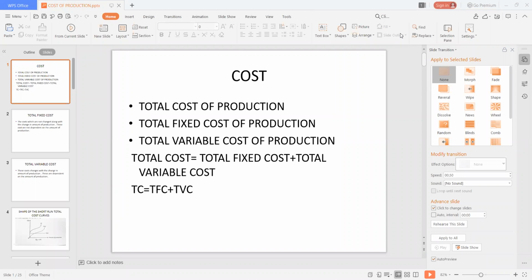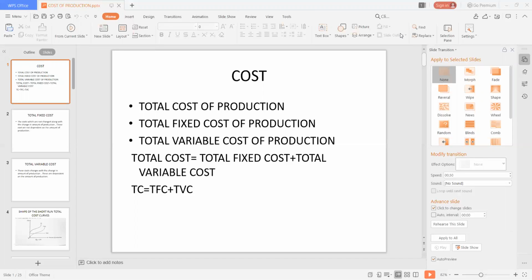Hello students, in last class I discussed the production theory up to the determination of the average and marginal product curve from the total product curve and the relation between the average and marginal product curve. The rest of the production theory will be discussed after the vacation. Now I will discuss with you the cost of production.